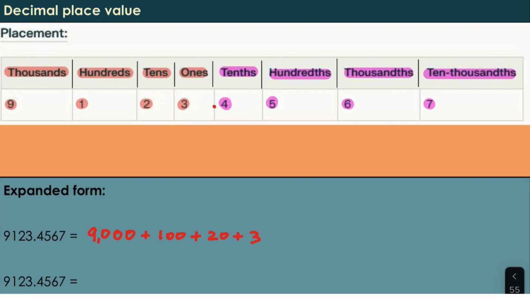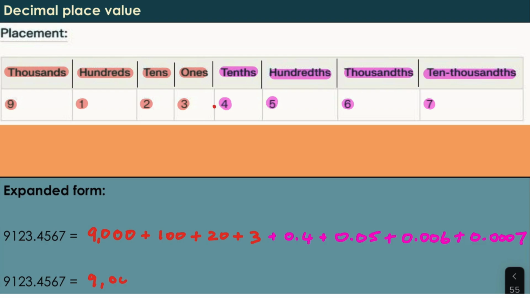Then I have my fractional component. 4 is in the tenths column, so I have 4 tenths. 5 is in the hundredths column, that is 5 hundredths. 6 is in the thousandths column, that is 6 thousandths. 7 is in the 10,000ths column, that is 7 10,000ths. The second fractional component, I could write that in fractional form.